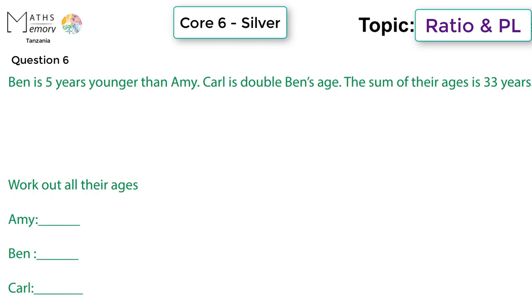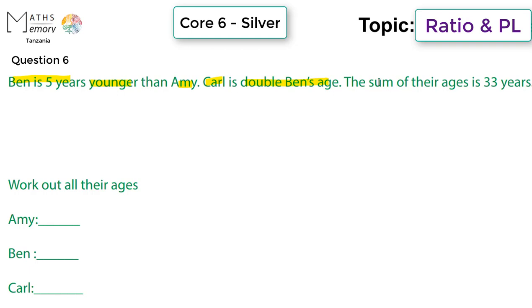So let's get down to this question, a very typical question on the ages of 3 different students, let's say, and let's try to find out the age of Amy, Ben, and Carl respectively. So write this down, try to find the ages, use a bit of algebra if you can, and press play when you're ready for the answers. Now Ben is 5 years younger than Amy. Okay, Carl is double Ben's age.